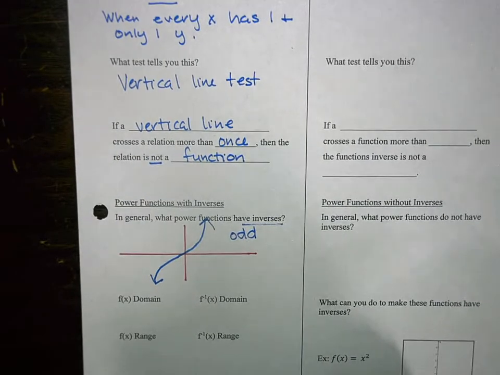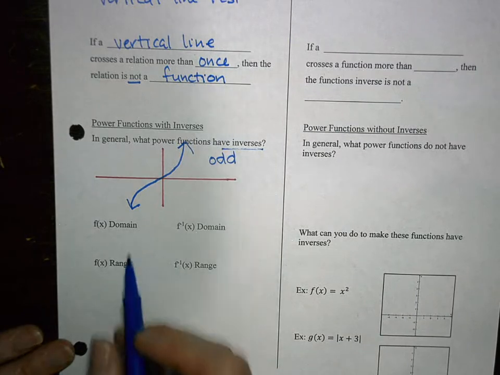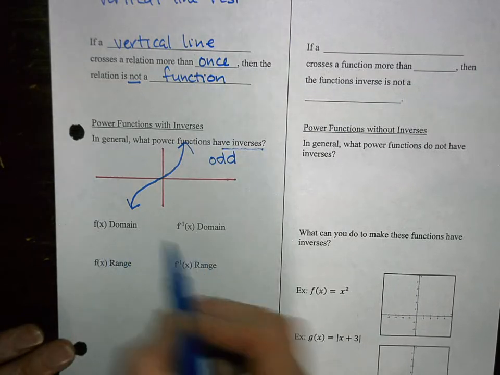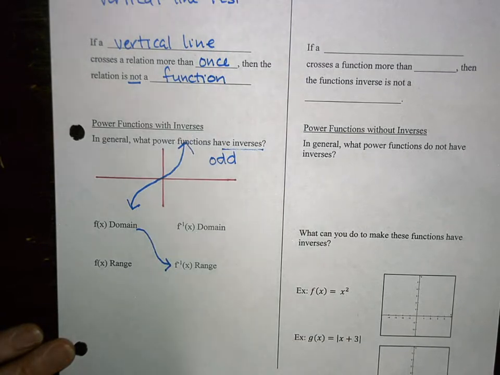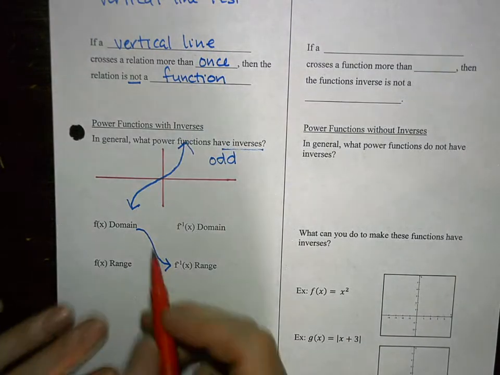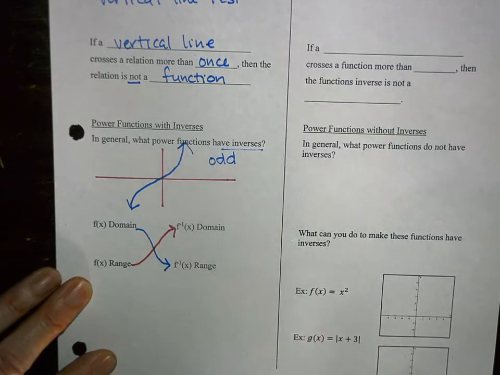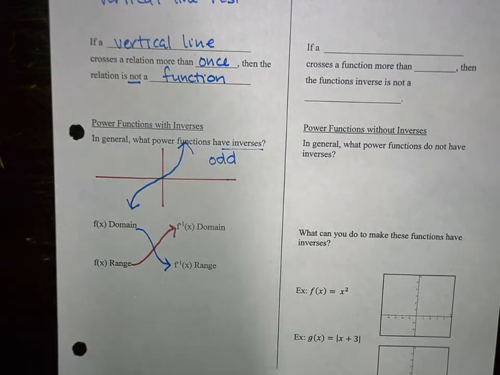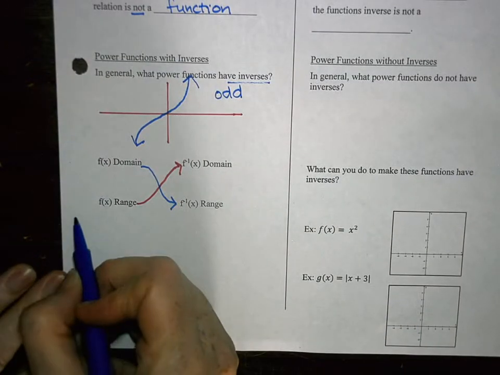We learned today with our patty paper that with inverses, the domain of f of x becomes the range of the inverse function. The range of f of x becomes the domain of the inverse function. So let's do an example.